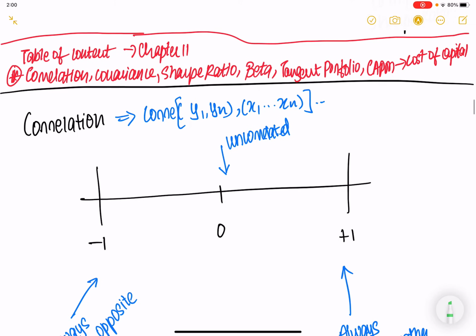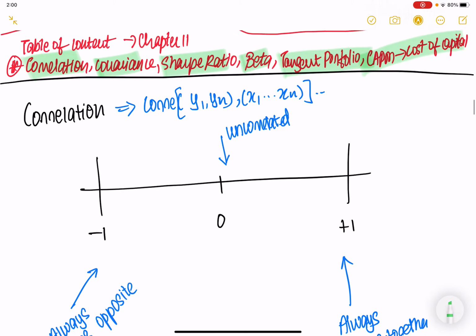Chapter 11. In this chapter, we're going to learn how to build a really high performing portfolio of stocks with the lowest volatility or lowest risk. For that, we will learn the seven concepts of correlation, covariance, Sharpe ratio, beta, tangent portfolio, capital asset pricing model, and cost of capital. If we learn these concepts, then we can actually build a portfolio.